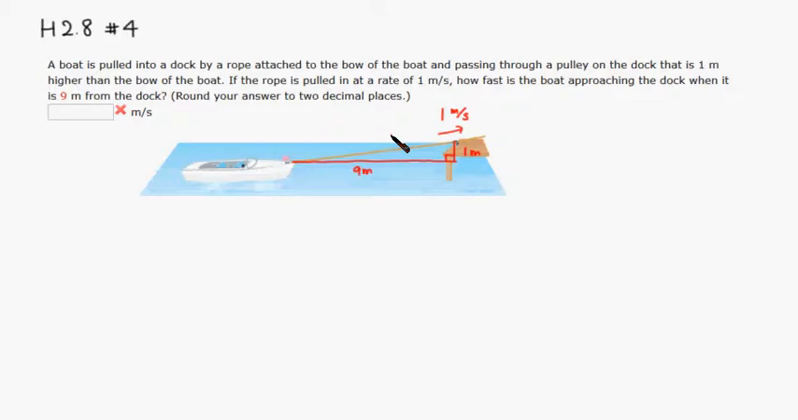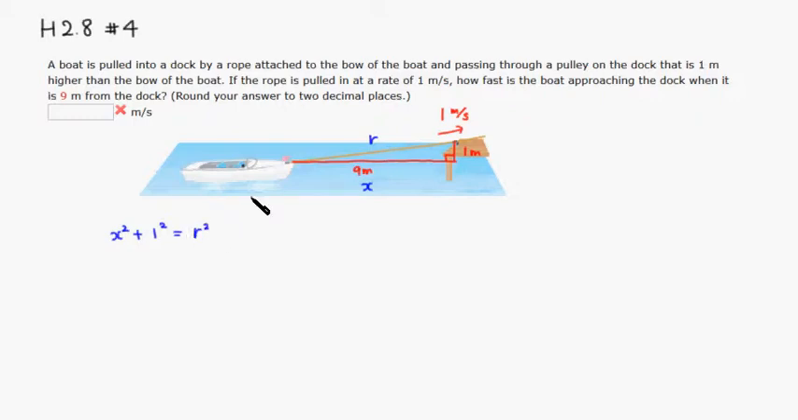So I'm going to give variables for the changing quantities. The distance between the boat and the dock is changing, so I'm going to give x for that. And the length of the rope is also changing, so since it's a rope, let's call it r. Since we have a right triangle, we can immediately use the Pythagorean theorem to set up an equation: x squared plus 1 squared, because it's 1 meter, is equal to r squared.